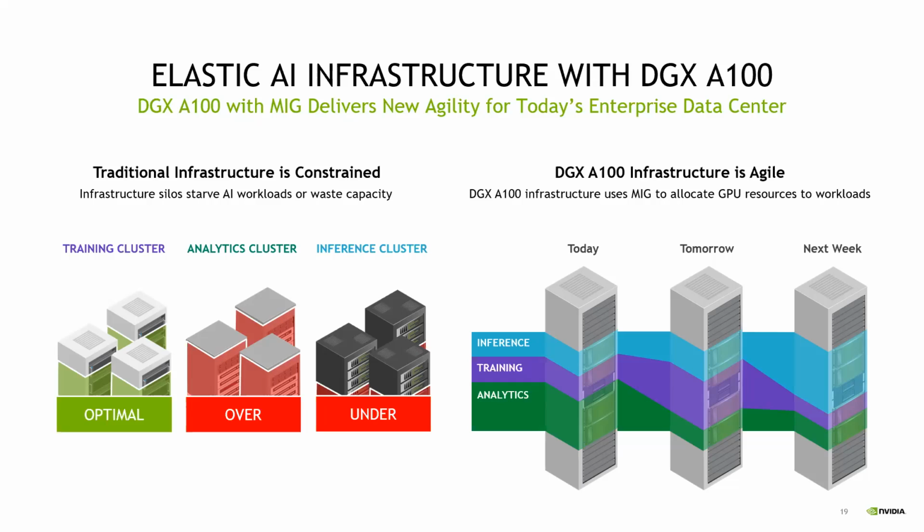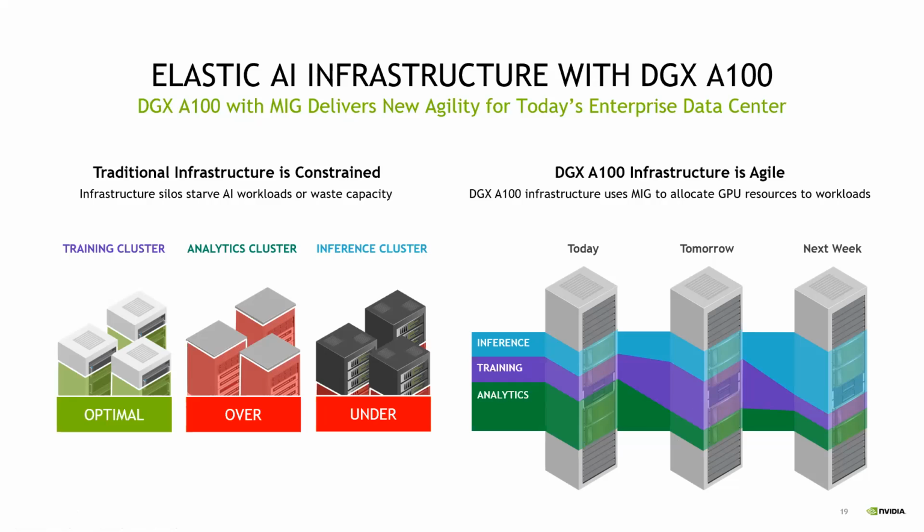But with the DGX 800 agile infrastructure and the MIG instances, today you can have only one GPU for inferencing, one or two GPUs for training, and the rest of the GPUs for testing or analytics maybe. Tomorrow, if you want to change this, you can change it directly, automatically, with the help of the MIG instances. You can create more instances for inferencing, fewer instances for analytics, and even more instances for training. Then next week you can do it again. So the DGX 800 uses MIGs to allocate GPU resources to the workloads.